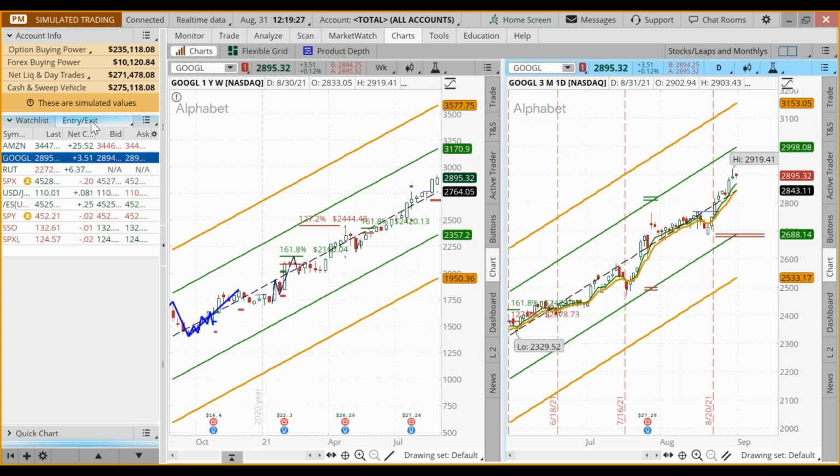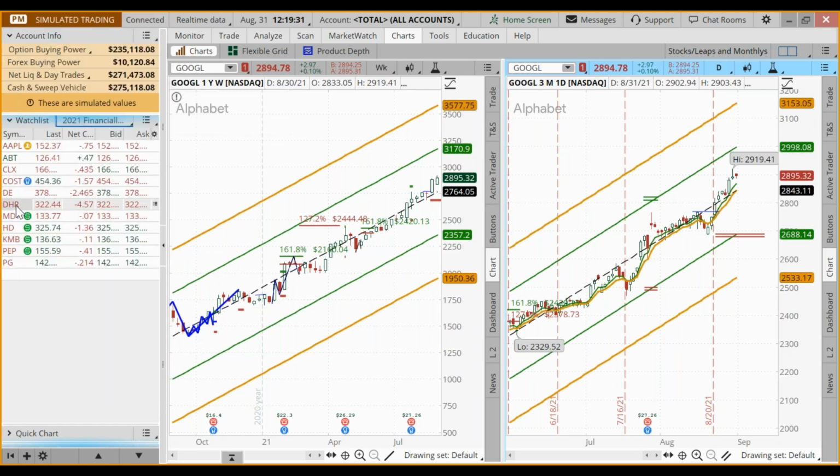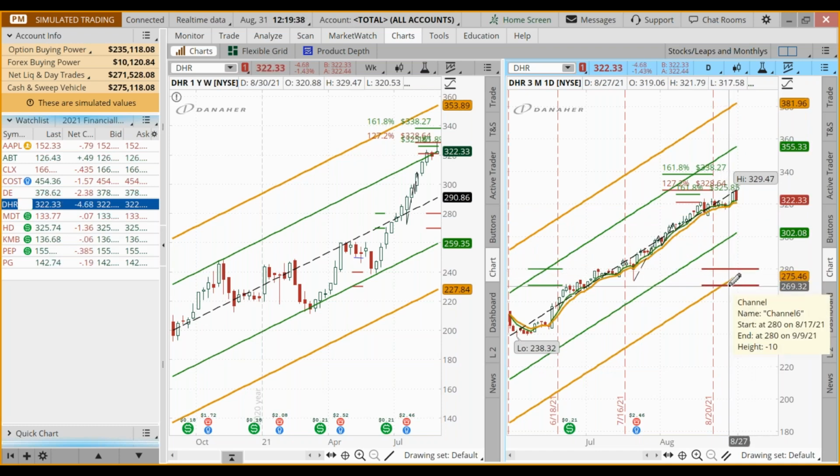The other one we have is Danaher. Danaher's down a bunch today, but look at where our vertical spread is. We are way, way, way down here out of the money.